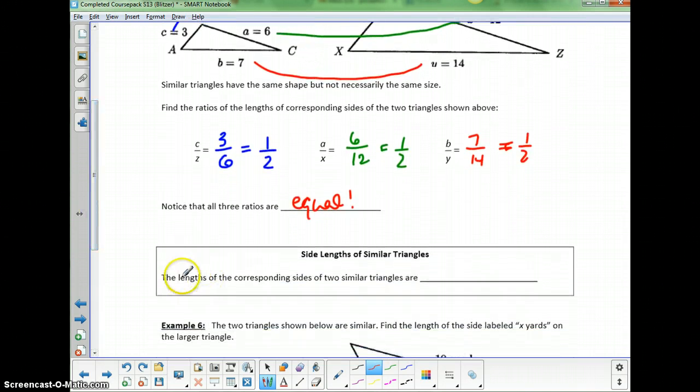So the lengths of corresponding sides of similar triangles are in proportion. They're in proportion because when you look at two different ratios of side lengths, the proportions are equal, so the sides of the triangles are in proportion.